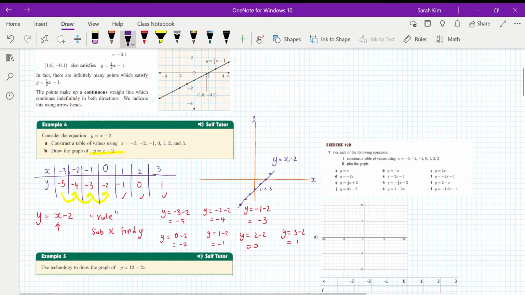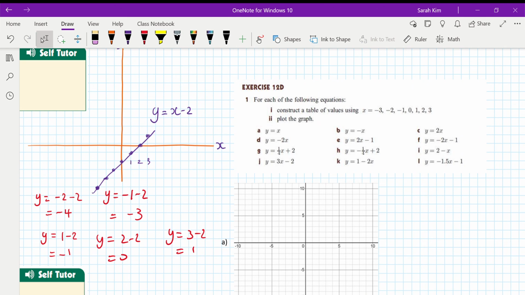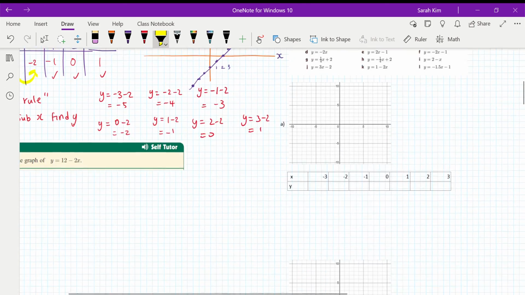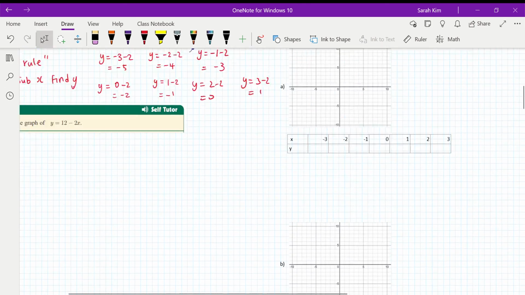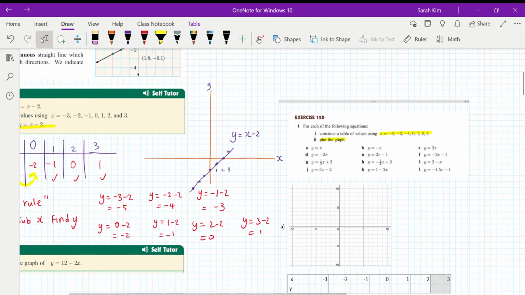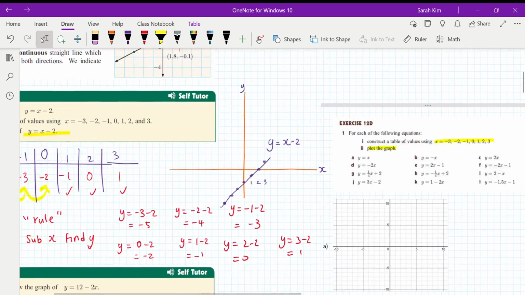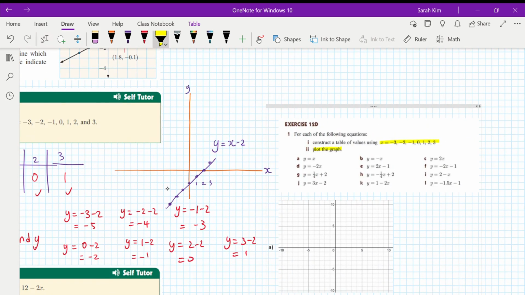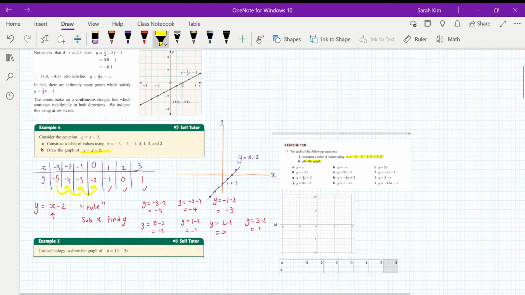So what you've got to do is do them for each of these ones. I want you to construct a table of values and then plot the graph, right? You can do it on separate ones. There should be enough space for all of them. If you run out of space in your booklet, you can always do it in your book. I want you to give every single alphabet a go so you get enough practice of doing those.